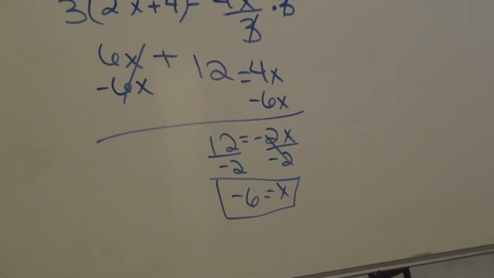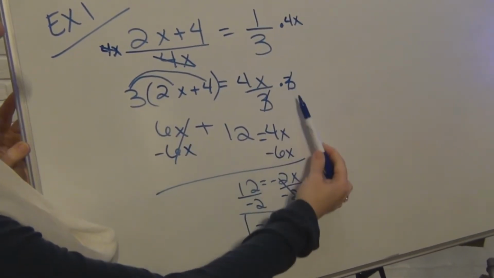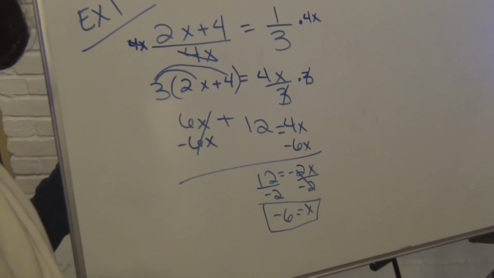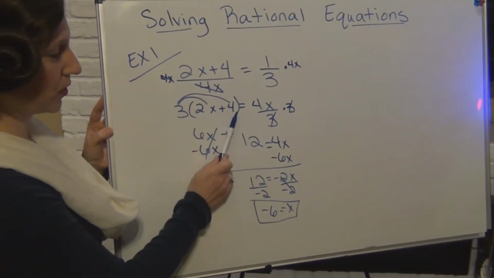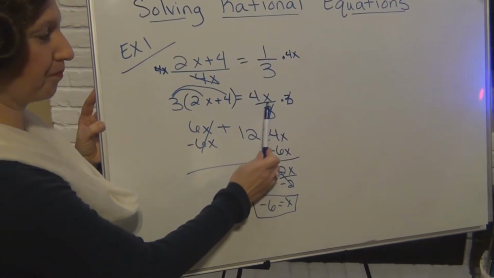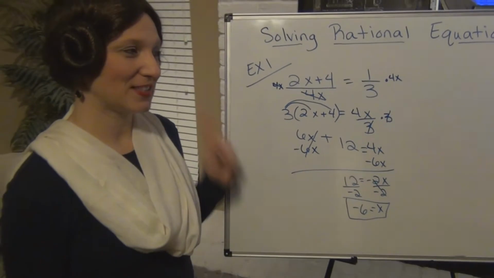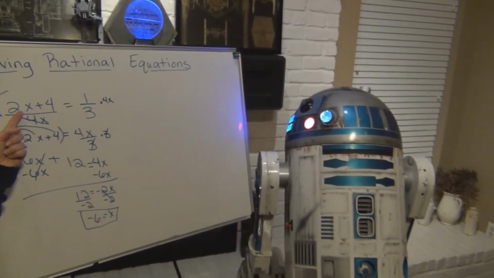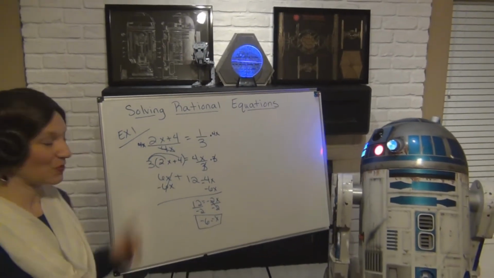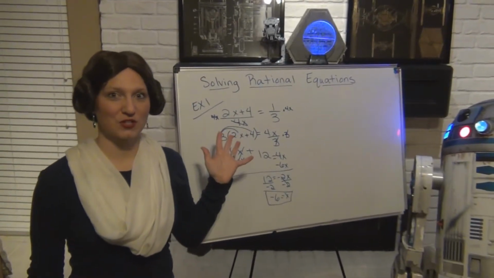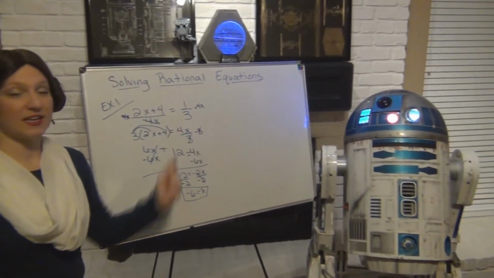I just want to show you one shortcut up here. If you notice that we always multiply by the denominators, you can actually do this in one step. You can cross multiply. You can multiply 3 times 2x plus 4 and 4x times 1. And you can skip straight to this step. So R2, if you're trying to cut to the chase, you can just cross multiply when you notice you have something divided by something on both sides of the equal sign. So that's one method for solving rational equations, but it only works if you have a fraction equaling another fraction.